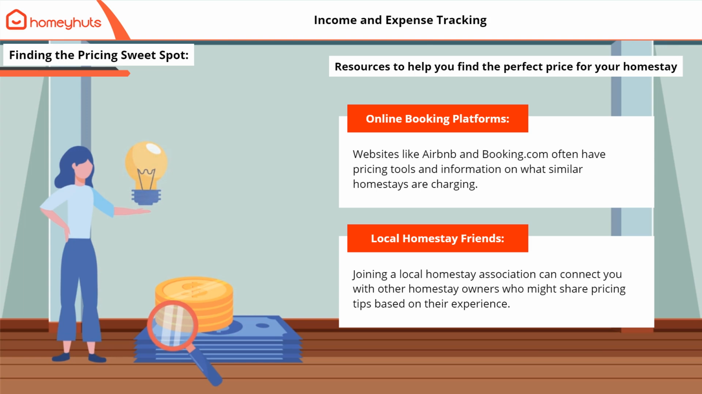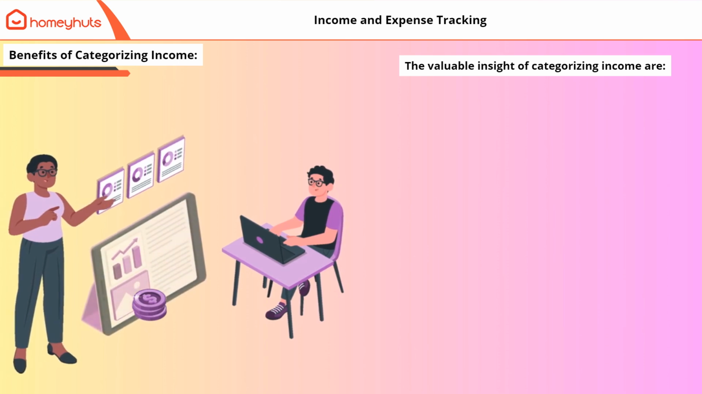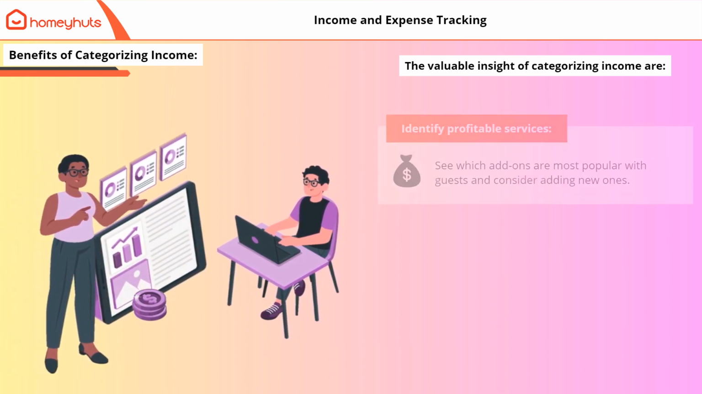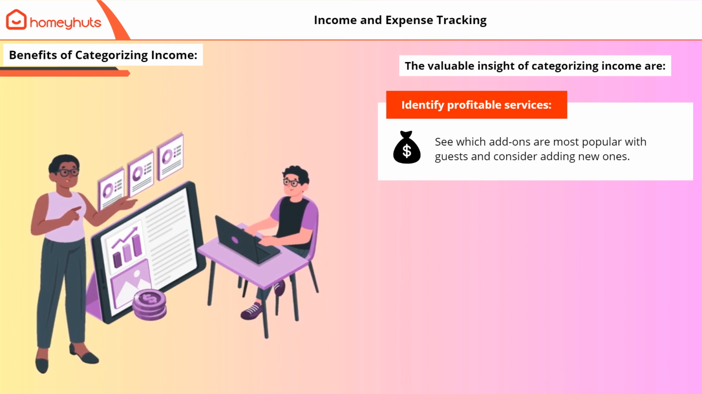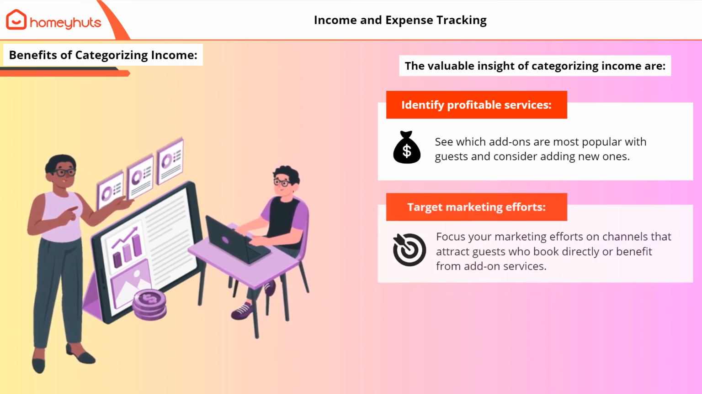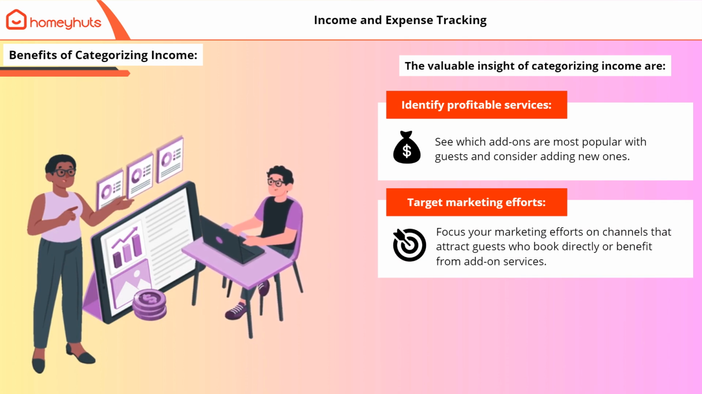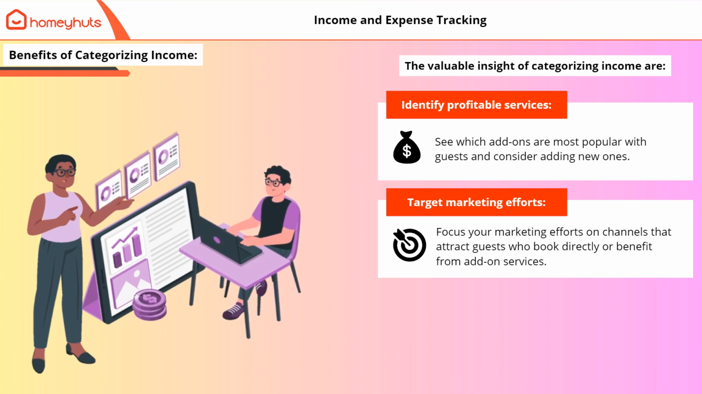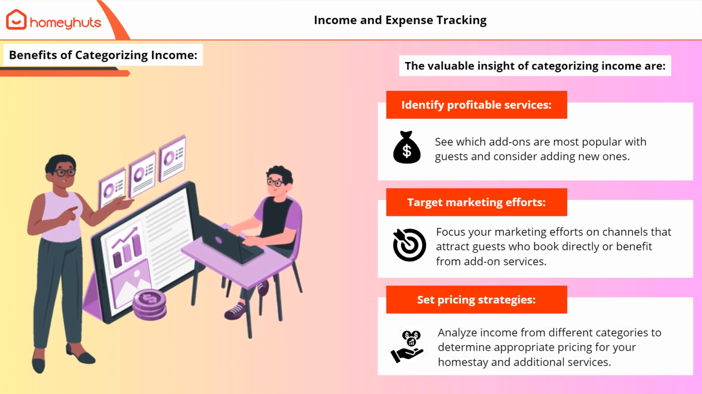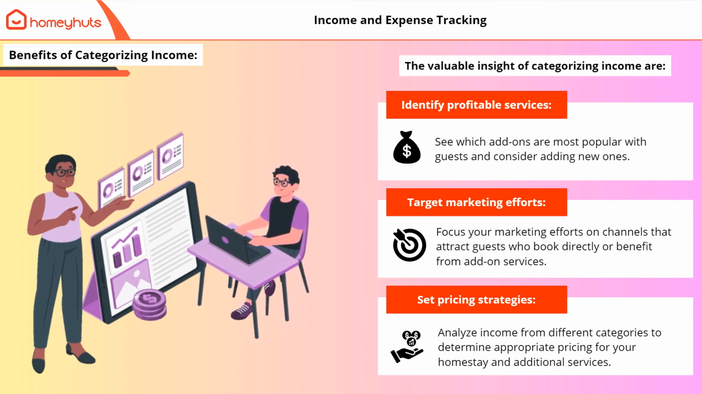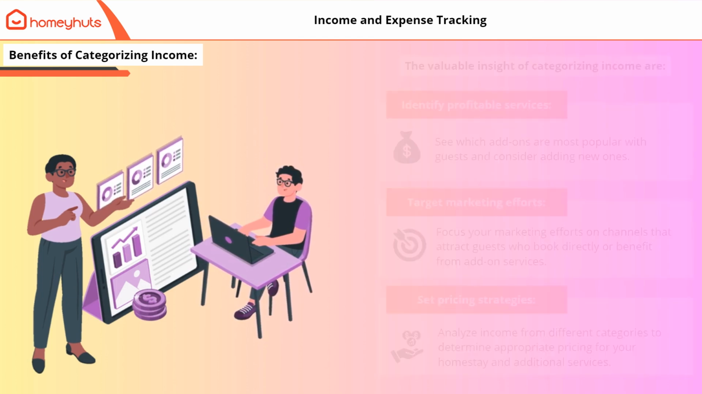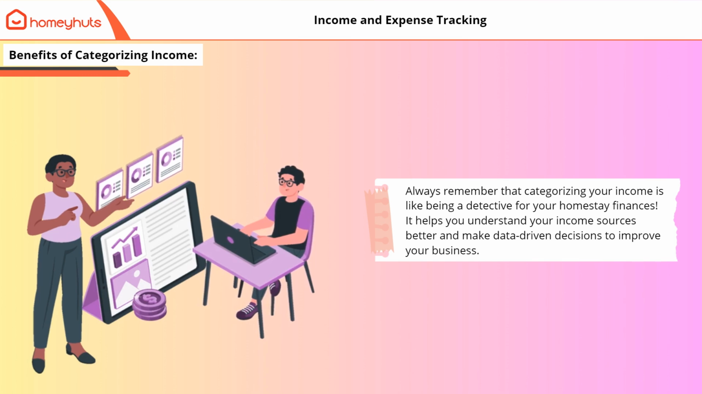By categorizing your income, you can gain the following valuable insights. Identify profitable services. See which add-ons are most popular with guests and consider adding new ones. Target marketing efforts. Focus your marketing efforts on channels that attract guests who book directly or benefit from add-on services. Set pricing strategies. Analyze income from different categories to determine appropriate pricing for your homestay and additional services. Always remember that categorizing your income is like being a detective for your homestay finances.